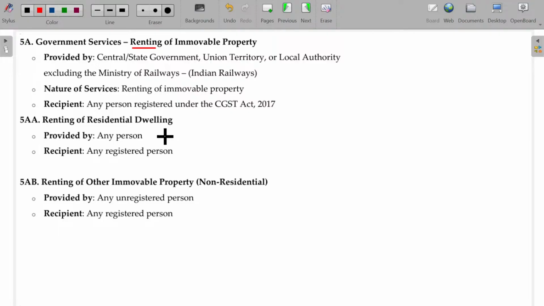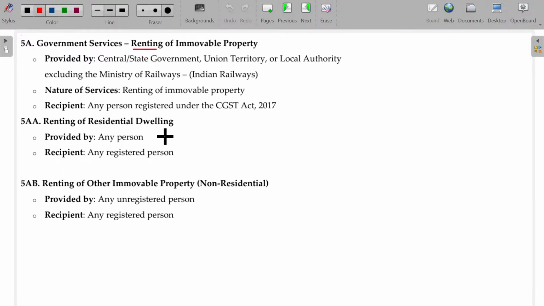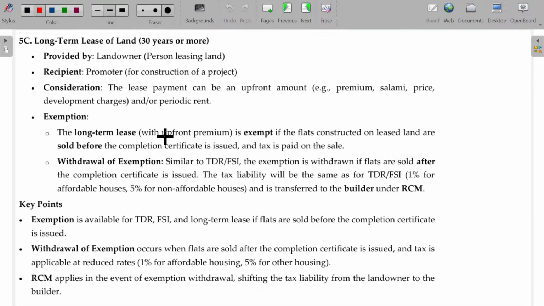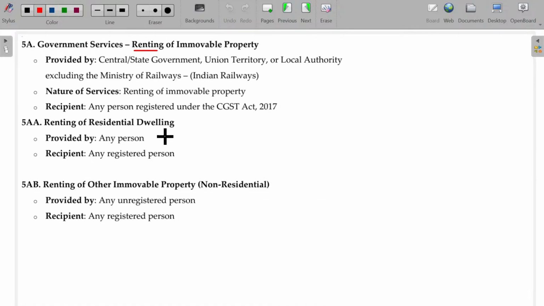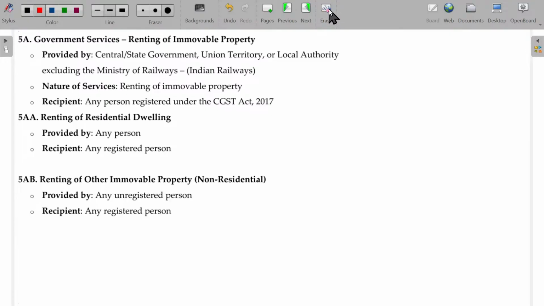Renting is separately given here. That's why we excluded it in the fifth listing. So, 5A, 5AA, 5AB, 5B, 5C: all these things are similar, related to immobile assets, and you can easily link them. Let me finish one after another slowly here. Central government, state government, union territory, local authority rendering service.